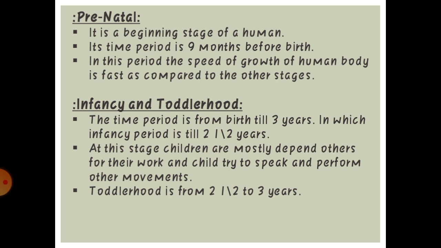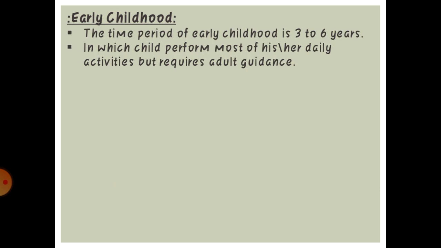At this stage, children mostly depend on others for their work, and the child tries to speak and perform other movements like movement of the legs and arms, and tries to recognize their parents and all close relatives. These are the movements which an infant tries to do. And toddlerhood is from 2.5 to 3 years. Toddlerhood is basically the time period in which a child starts crawling. Early childhood. The period of early childhood is 3 to 6 years, in which the child performs most of his or her daily activities but requires adult guidance.